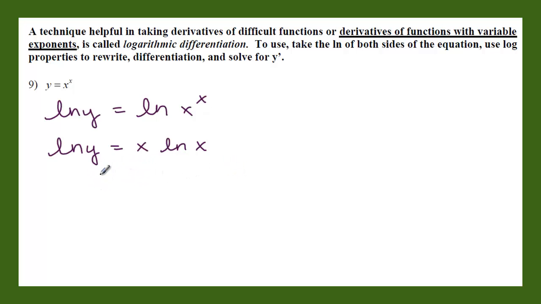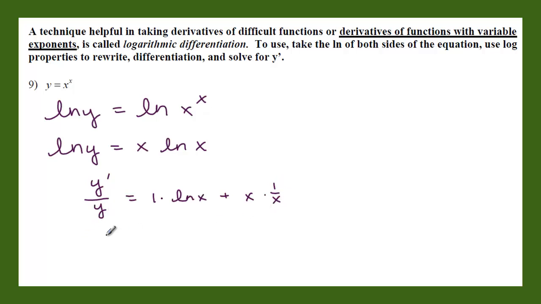Okay, so now on the left-hand side, when we go to differentiate, we know how to do that. That's just y prime over y. On the right-hand side, now we have a product. We have x times the natural log of x. So when we use the product rule, the derivative of x is just 1 times the natural log of x plus x times the derivative of the natural log of x, which is 1 over x.